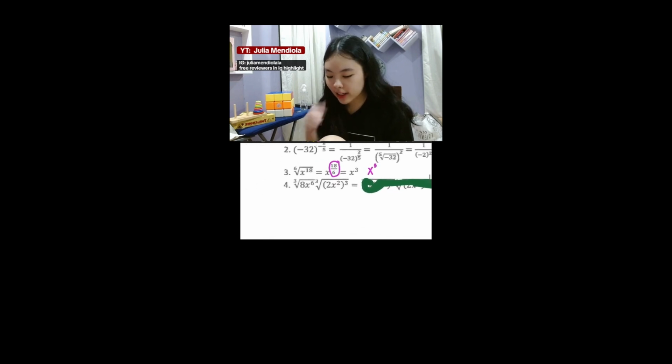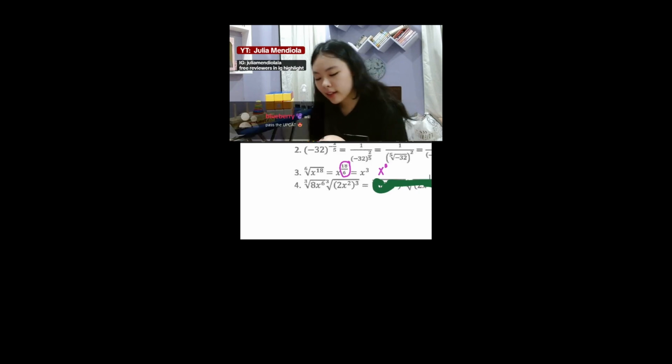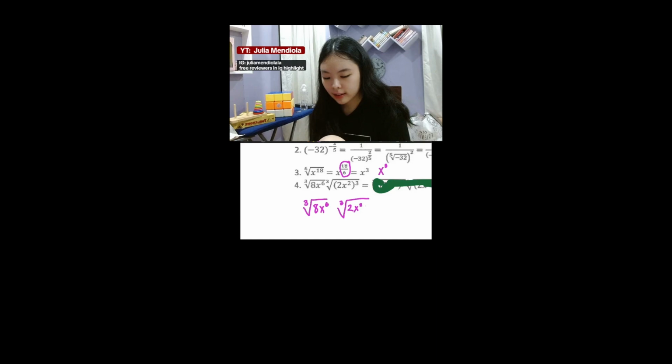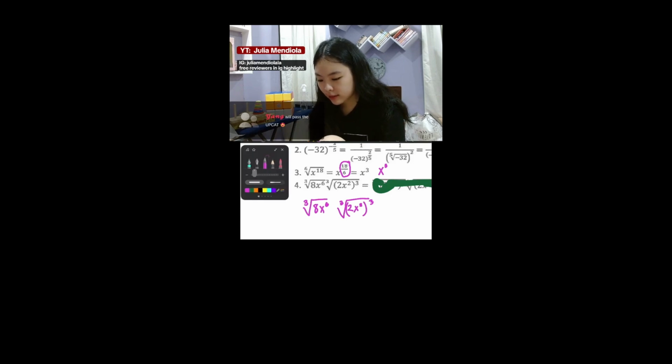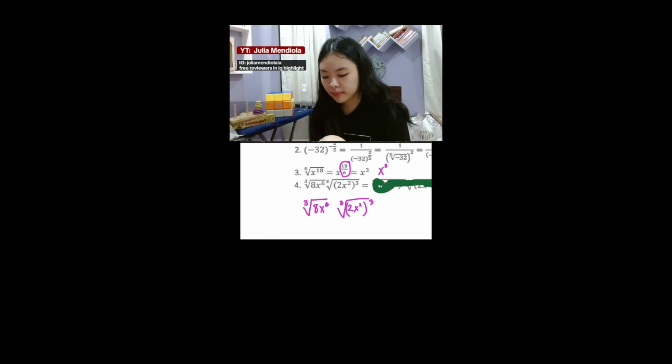Okay, last one, guys. Dalawa na sila. Are we ready? Let's write it down. Third root of x raised to 6. Tapos yung cube ba to? Or third root din yan. Third root of 2x squared cube. 2x squared cube.